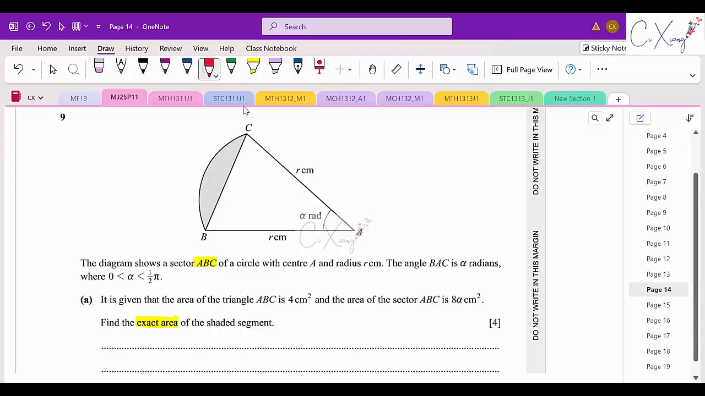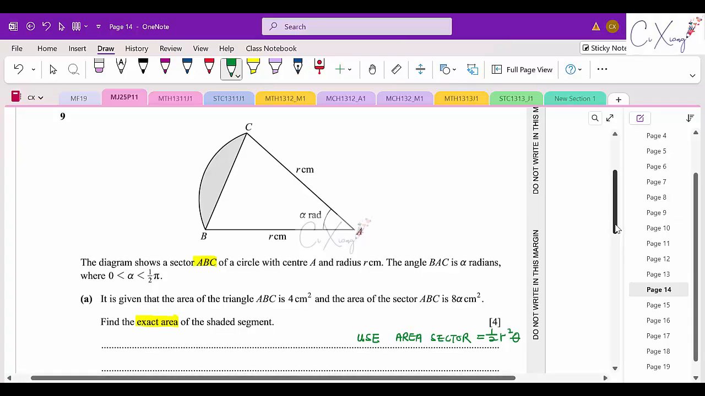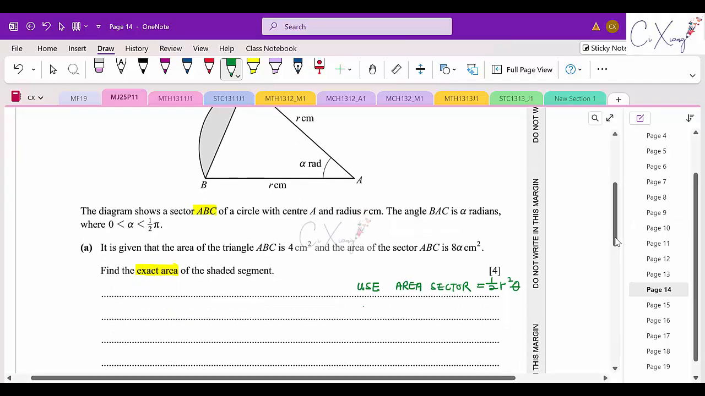Okay, so for this question, basically it is about the circular measure, right? What are the formulas that we are going to use very often? In this question, we need to focus more on the area formula. Just recall a bit. What is the formula for the area of a sector? The area of a sector should be half r squared theta. Okay, and then how about the area of a triangle?